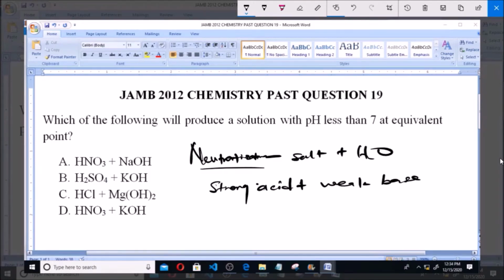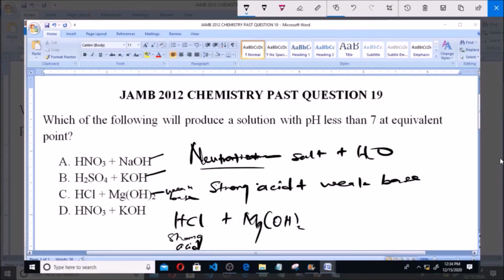But sodium hydroxide here is a strong base, and potassium hydroxide is a strong base, but magnesium hydroxide is a weak base. So it simply means that hydrochloric acid, which is HCl, a strong acid, once it reacts with magnesium hydroxide, which is a weak base, it will definitely give us what?